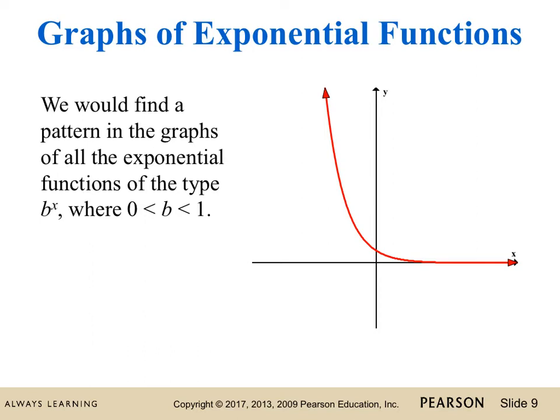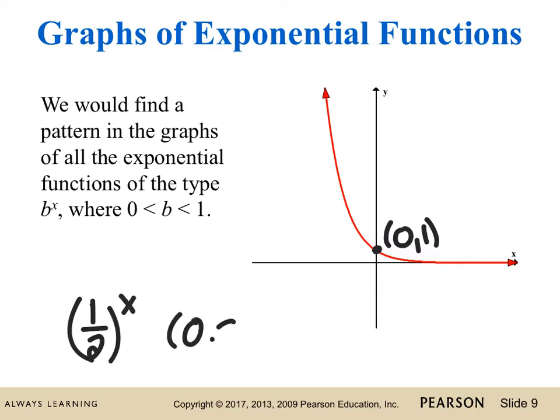Similarly, for exponential functions where the base is between 0 and 1, we're going to get that decrease instead. So examples would be 1/2 to the x, 0.2 to the x, etc. They will all pass through that same anchor point, and the value of the base again changes the steepness of the graph.